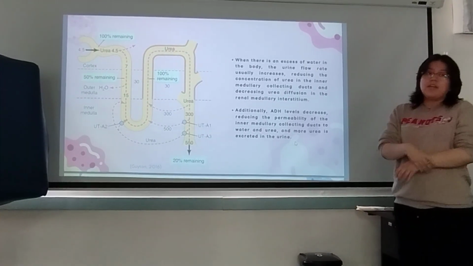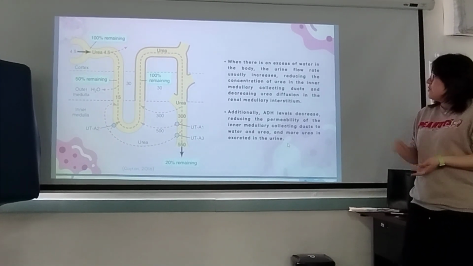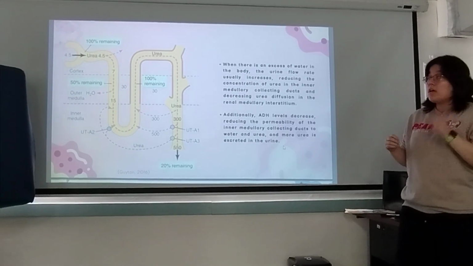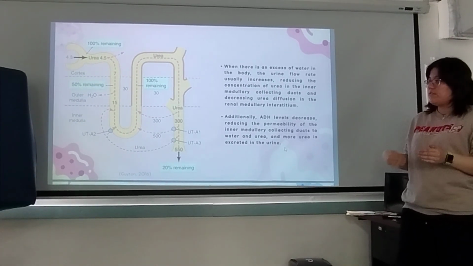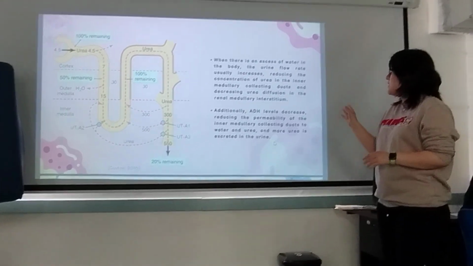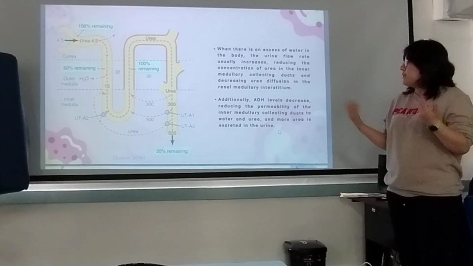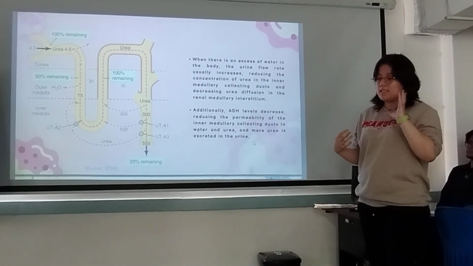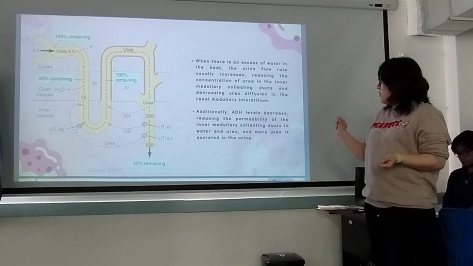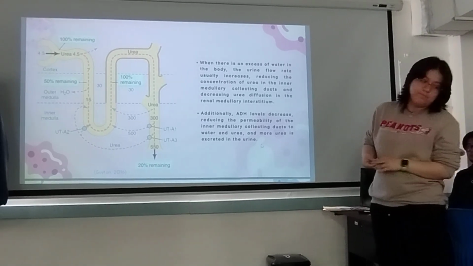When there is an excess of water in the body, the urine flow rate usually increases, reducing the concentration of urea in the inner collecting ducts and decreasing urea diffusion into the medullary interstitium. Additionally, we have to say that ADH levels decrease, reducing the permeability of the inner medullary collecting ducts to water and urea, and we have to say also that more urea is excreted in the urine.